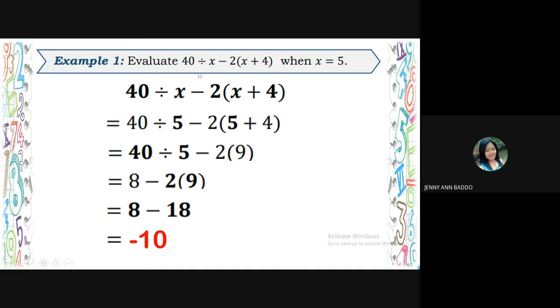Like this one, instead of 8 minus 18, we have two numbers, 8 and negative 18. They have different signs, so we're going to subtract their absolute values, or do not consider the sign. So we have 18 minus 8, that's 10. And since 18 is larger than 8, we have to copy the sign of 18. So that's negative 10.